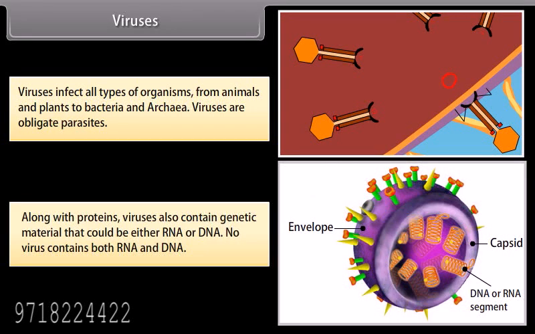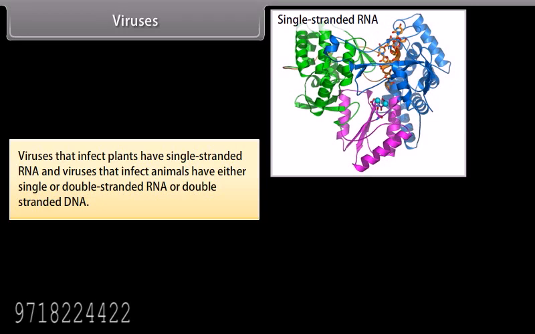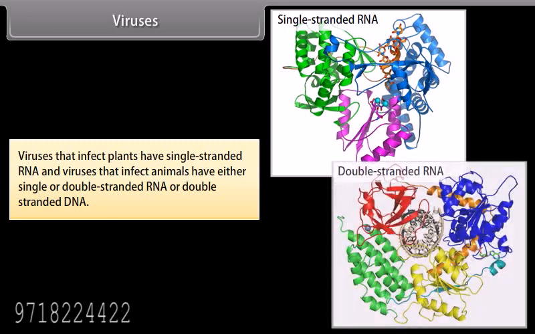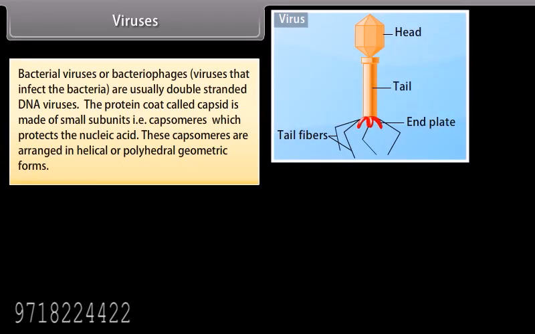Along with proteins, viruses also contain genetic material that could be either RNA or DNA. No virus contains both RNA and DNA. Viruses that infect plants have single-stranded RNA, and viruses that infect animals have either single or double-stranded RNA or double-stranded DNA. Bacterial viruses or bacteriophages are usually double-stranded DNA viruses. The protein coat called capsid is made of small subunits, that is, capsomeres, which protects the nucleic acid. These capsomeres are arranged in helical or polyhedral geometric forms.